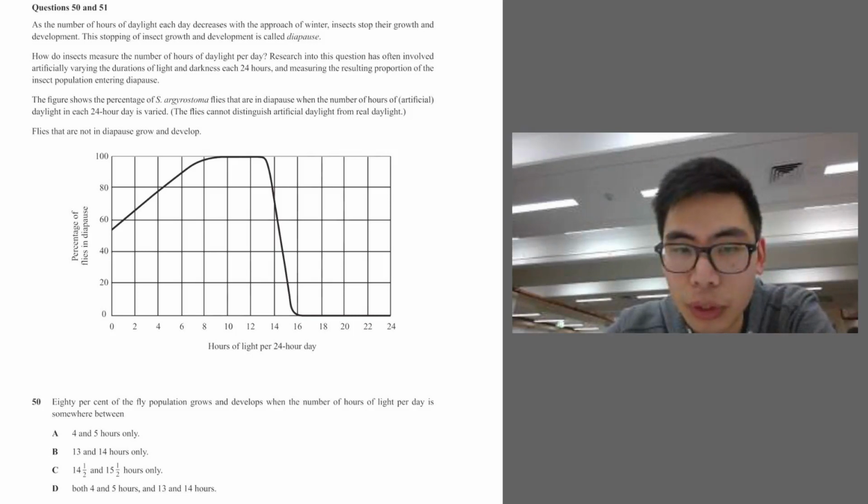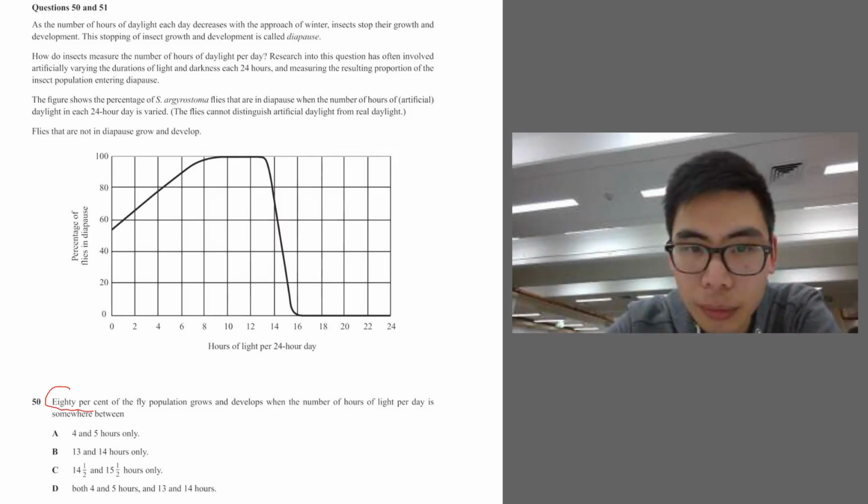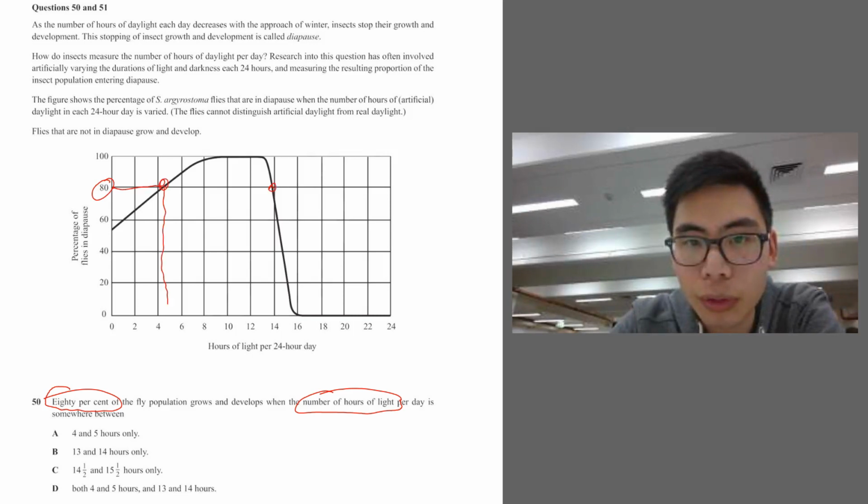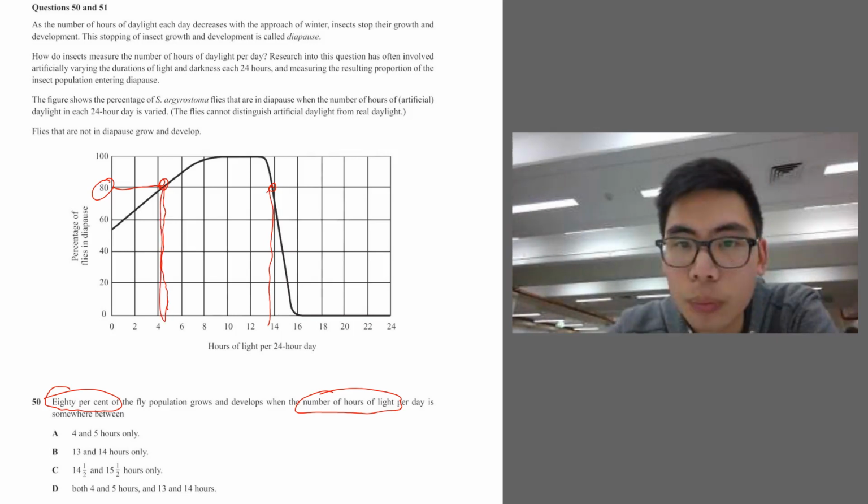Now this is what a lot of people would do. They would see 80% and they're looking for the number of hours of light per day. So they're thinking, oh yeah, 80%. If you look across 80%, you've got that value and that value that corresponds to this and that. You can see that there are some options which look very enticing. First of all, you've got 4 to 5 hours. That looks about right. So that would correspond to that very first occasion where the percentage is 80%.